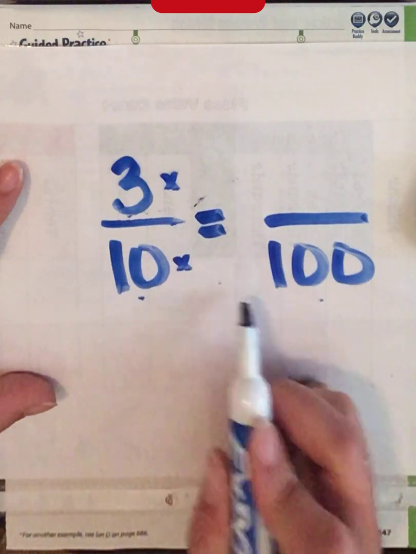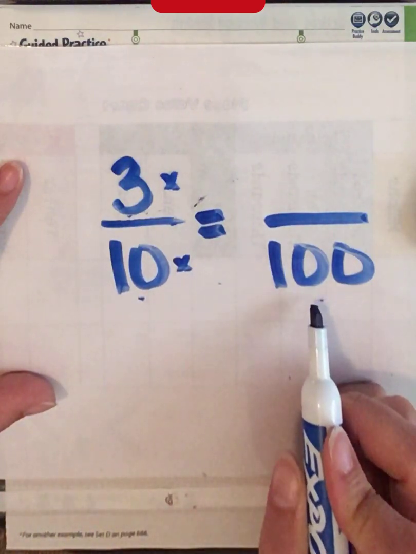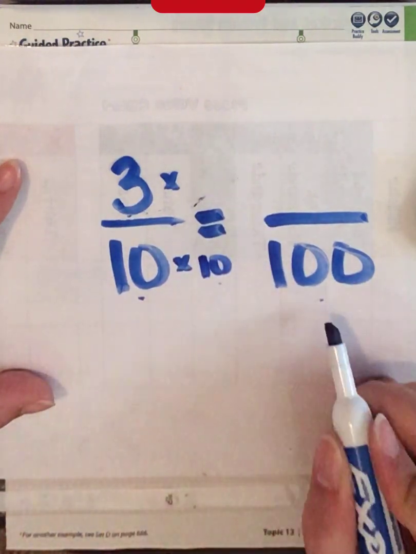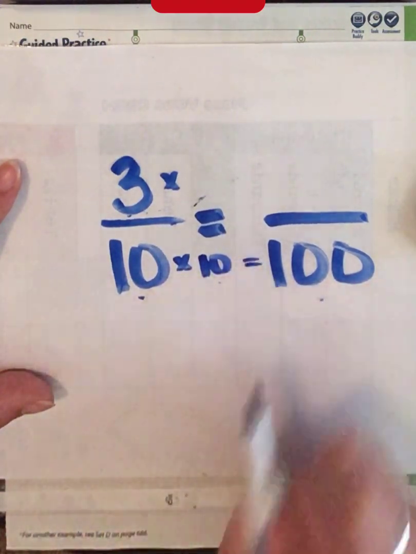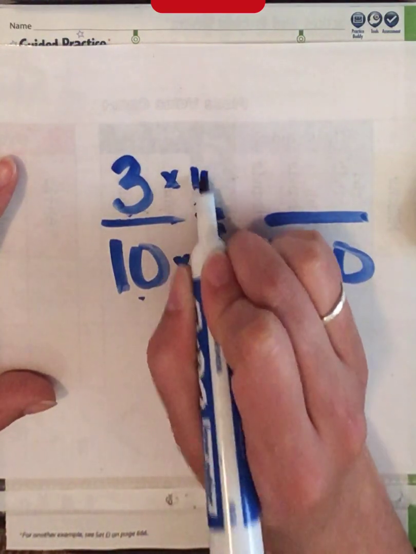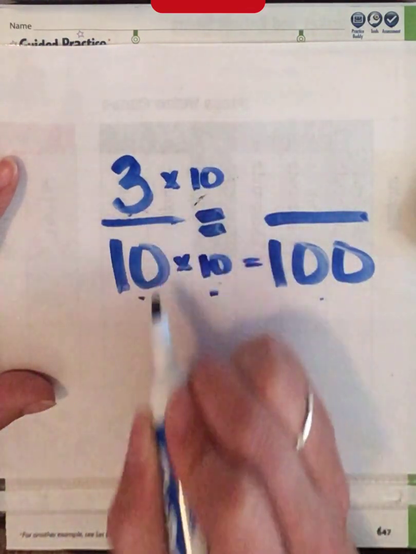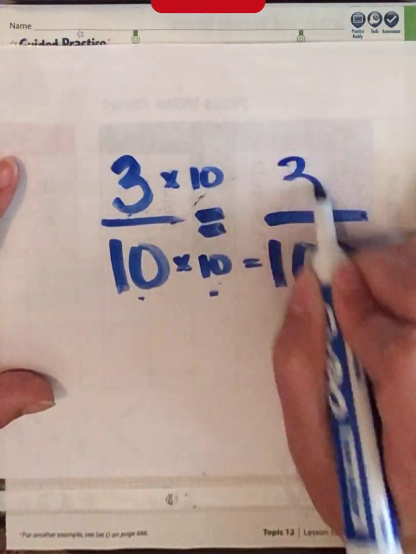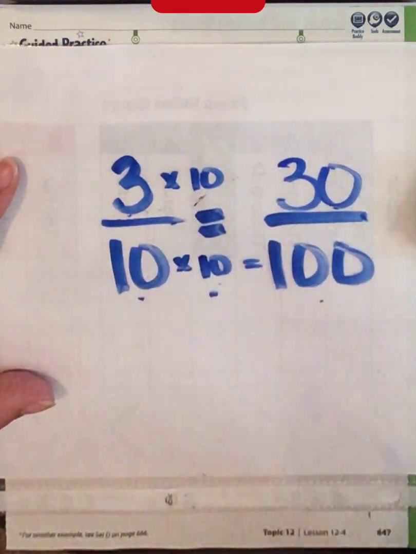10 times 1 is going to give us 10, so that doesn't work. What about 10 times 10? 10 times 10 equals 100. And if we do it to the bottom, we have to do it to the top. So 3/10 is equal to, 3 times 10 is 30, 30 100ths.